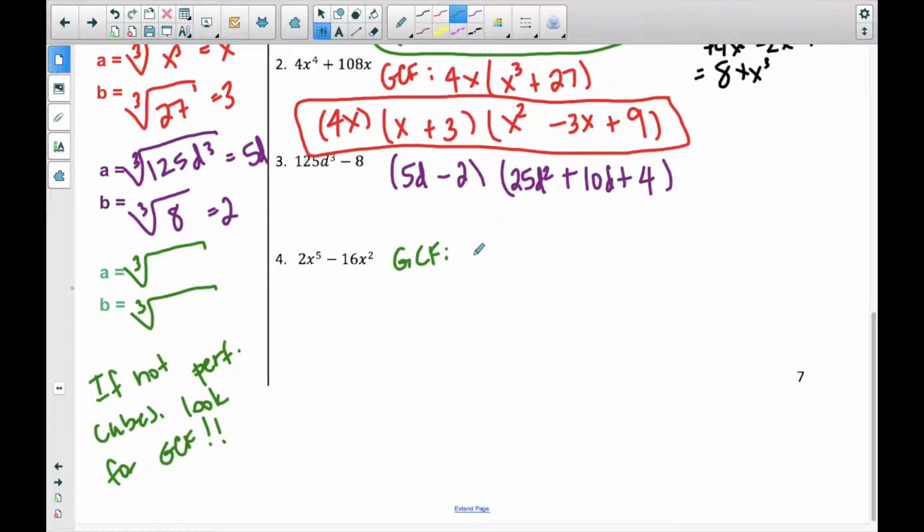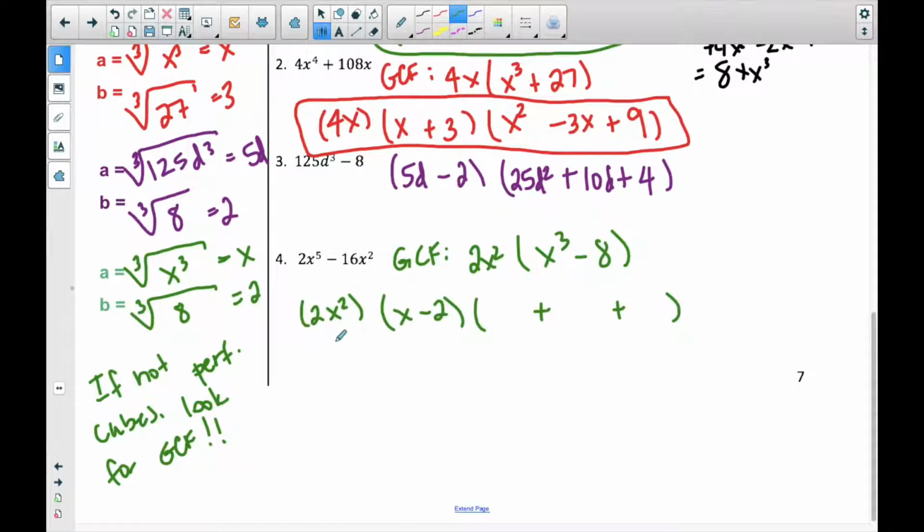Our GCF here looks like it's going to be 2x squared. And that leaves us with x to the third minus 8. So that's going to be what we're using to find our a and b. So we have our 2x squared. We have x minus 2, same opposite sum is going to be a minus there. And then we just fill in these 3.